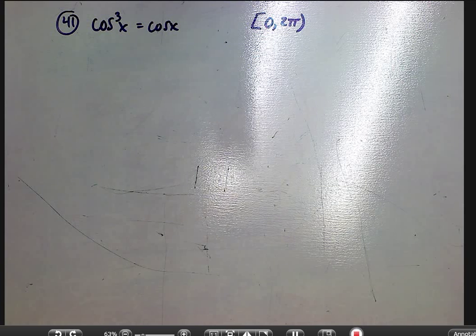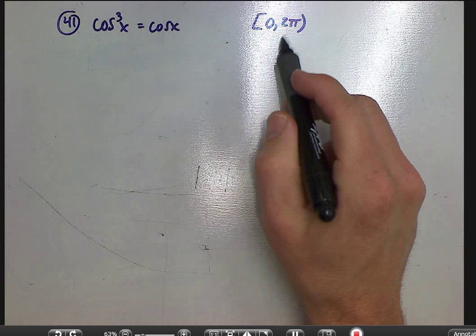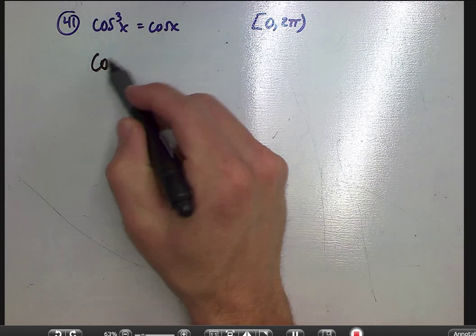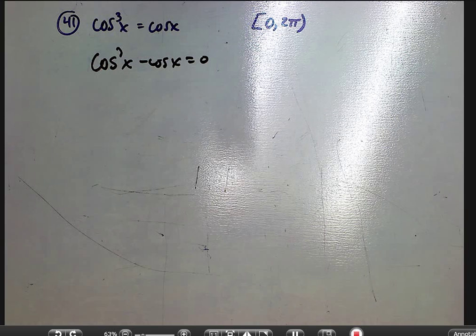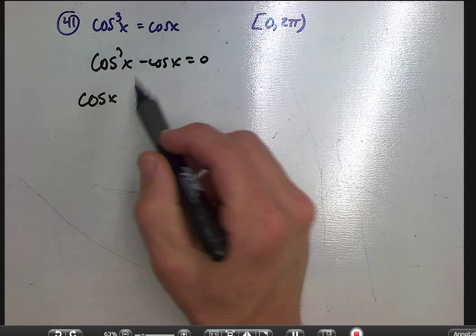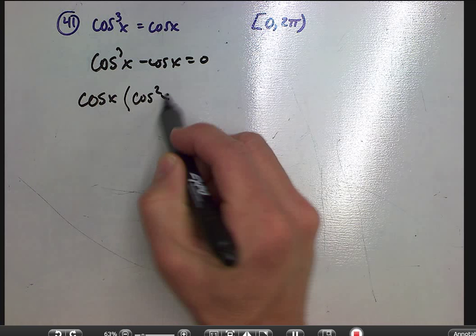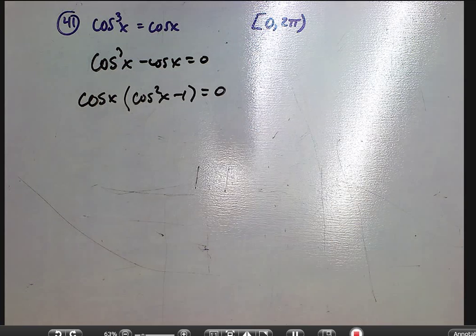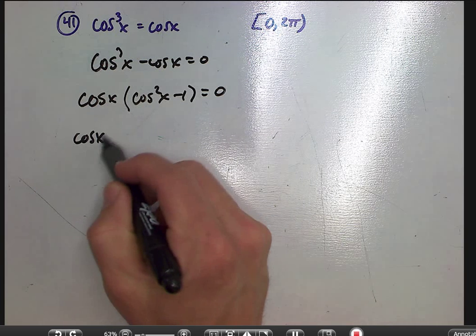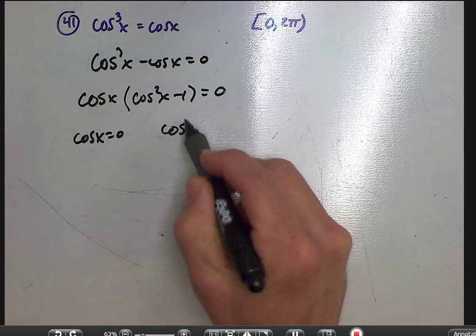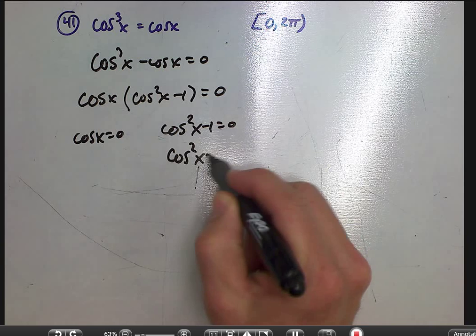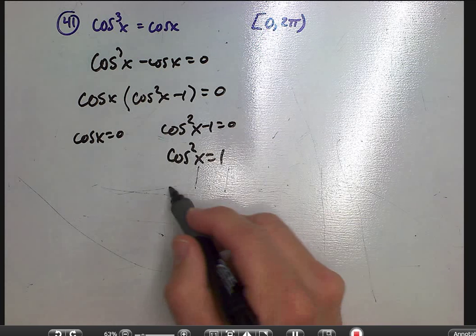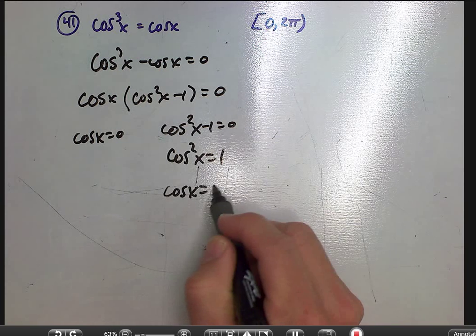Lucky for us, again, it says anywhere from 0 to 2 pi. First step is to subtract cosine x. Now I'm going to factor out a cosine of x, leaving me with cosine squared x minus 1 equals 0. So cosine of x equals 0. Cosine squared of x minus 1 is 0. Add 1 to both sides. Square root both sides. Cosine of x equals plus or minus 1.